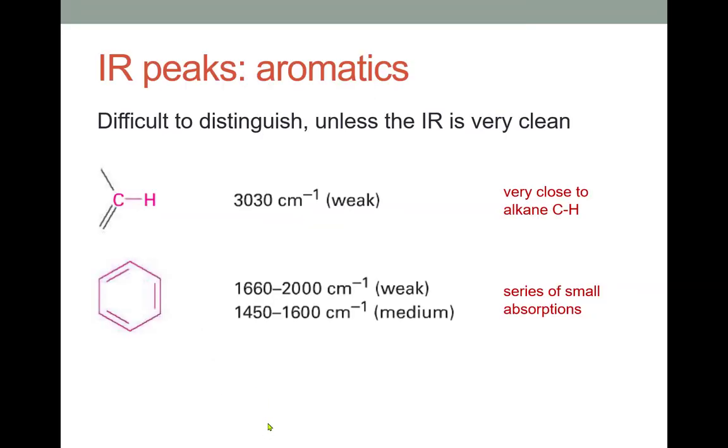All right, aromatics. These are tough. What we're going to see here is the carbon-hydrogen bond on an aromatic ring typically shows up just above 3000, and it's a weak absorption, and typically there's other stuff there. So if the molecule has anything else going on, it probably will be lost in the other alkane stretches that we're talking about. The aromatic CC bonds are going to show up as a collection of small absorptions around 1600 or so. So again, unless the IR is very clean, you may not see these.